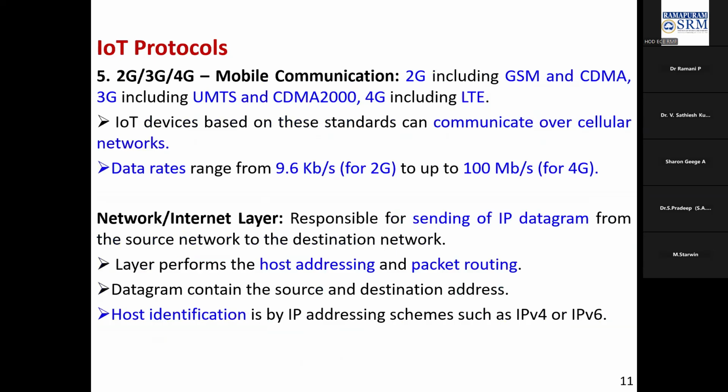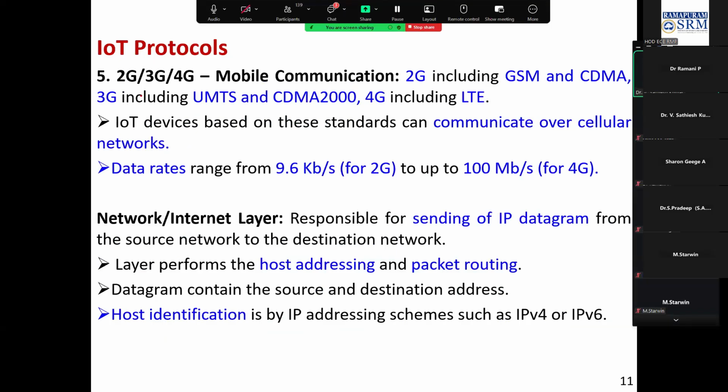Next, we have 2G, 3G, or 4G mobile communications. 2G means GSM and CDMA, 3G means UMTS and CDMA2000, and 4G means LTE. Again, what is the difference? The data rates are going to be different. For 2G, it is 9.6 kbps. For 4G, it is going to be 100 Mbps. So these are the different protocols through which the IoT device can send the data.